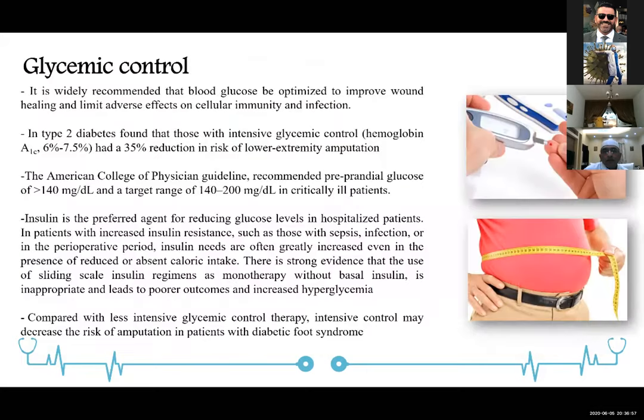And for glycemic control, the American College of Physicians recommended 140 milligram per deciliter as the preprandial glucose, and 200 milligram per deciliter in critically ill patients. Compared with a less intensive glycemic control therapy, intensive control may decrease the risk of amputations in patients with diabetic foot syndrome.